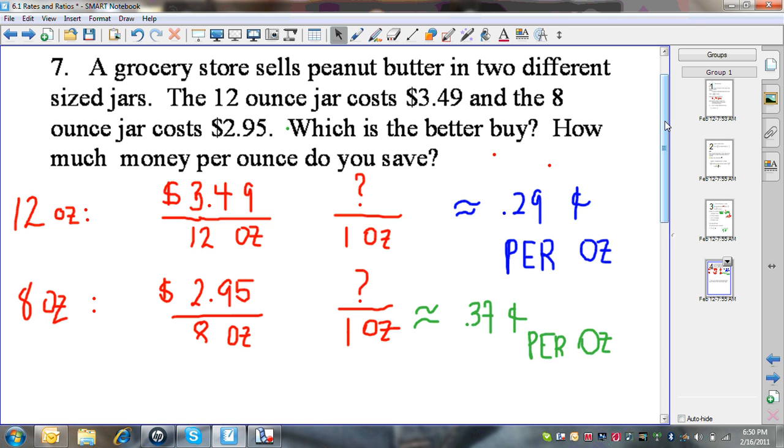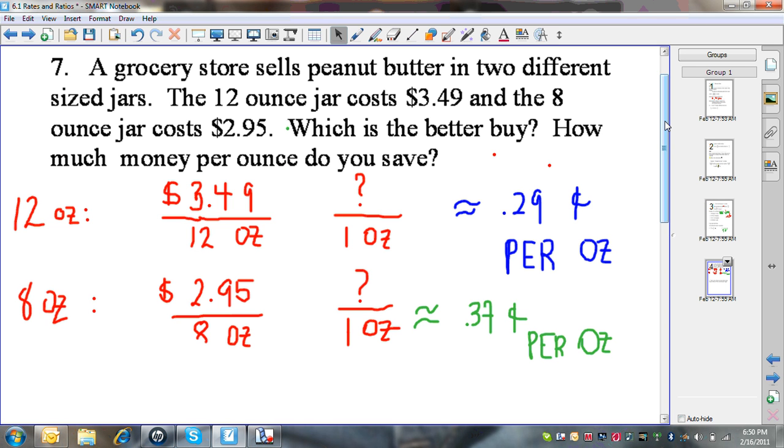But if we're just going by money, the way to figure out which is the better deal is to find the per ounce or the unit rate. And actually, most grocery stores have this. If you look underneath an item when you go into a grocery store, it will show you the per unit rate, because most people can't do this on the fly. But I think you guys will be able to do this next time you go to the grocery store.